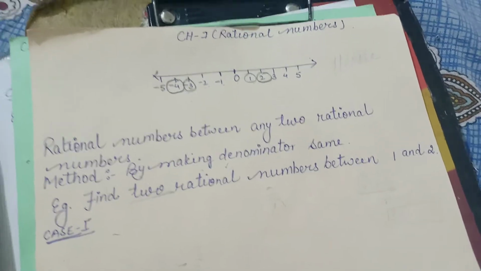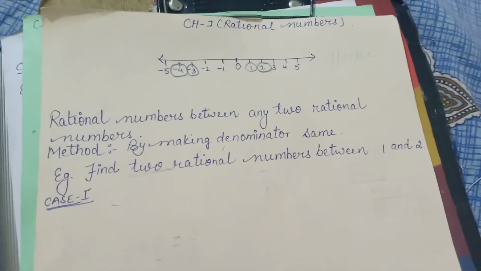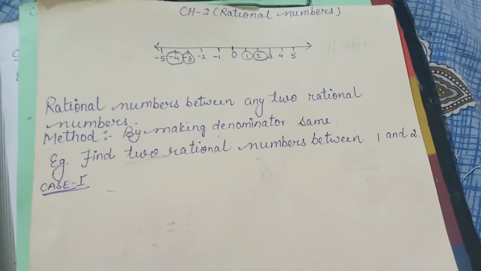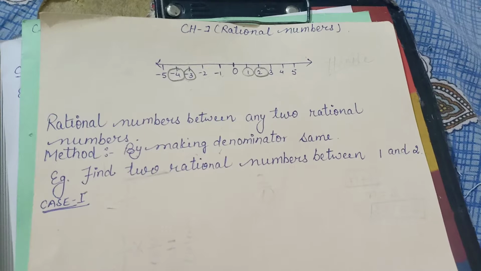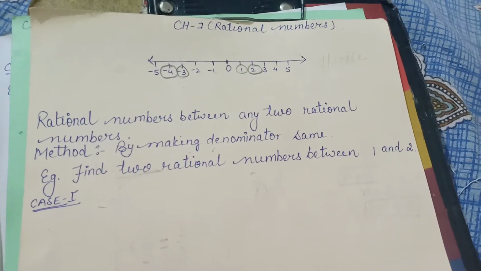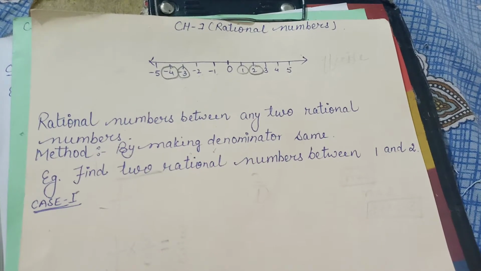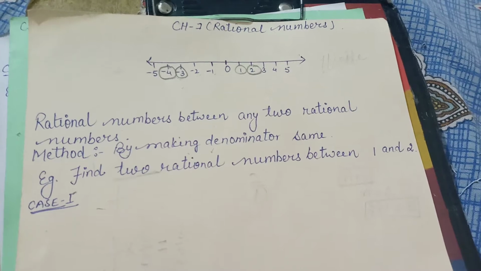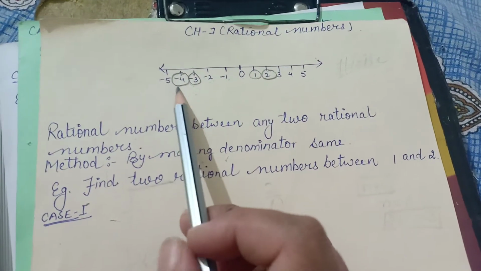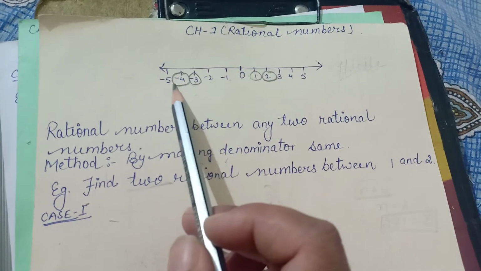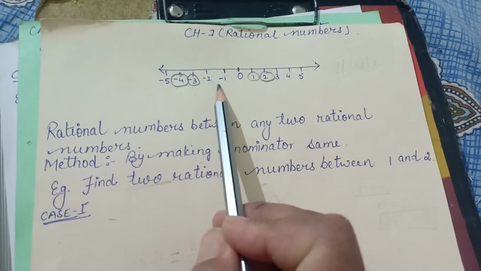Hello everyone. Today we are going to start a new topic, that is finding rational numbers between any two rational numbers. So before starting this topic, we have to see few things which we have done earlier. So here I have drawn a number line, that is few integers are there on the number line.